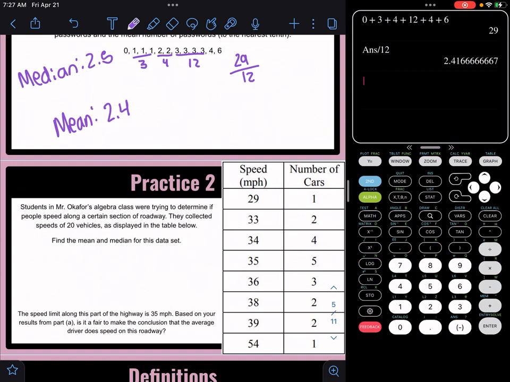Alright, let's look at the second practice problem. Students in this algebra class were trying to determine if people speed along a certain section of the highway. They collected speeds of 20 vehicles as displayed in the table below. Find the mean and median for this data set. Okay, alright, we start with 29 and we have one person that does 29. Then 33 we have 2 people, so I'm going to write that twice. Then 34 we have 4 people. Then 35, we have 5 people.